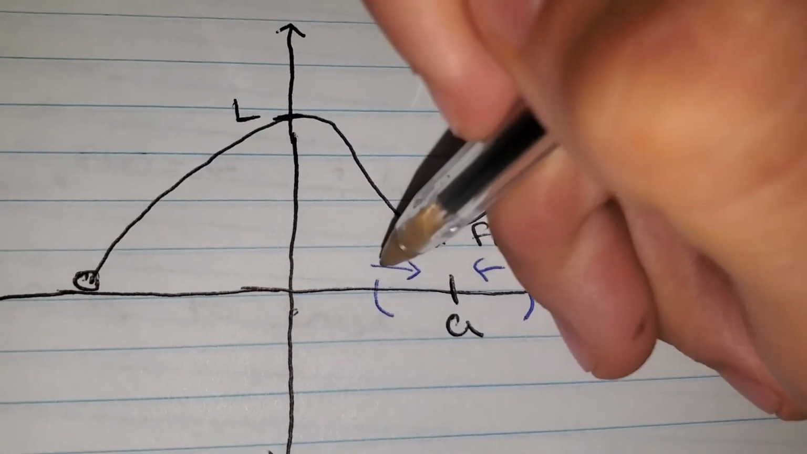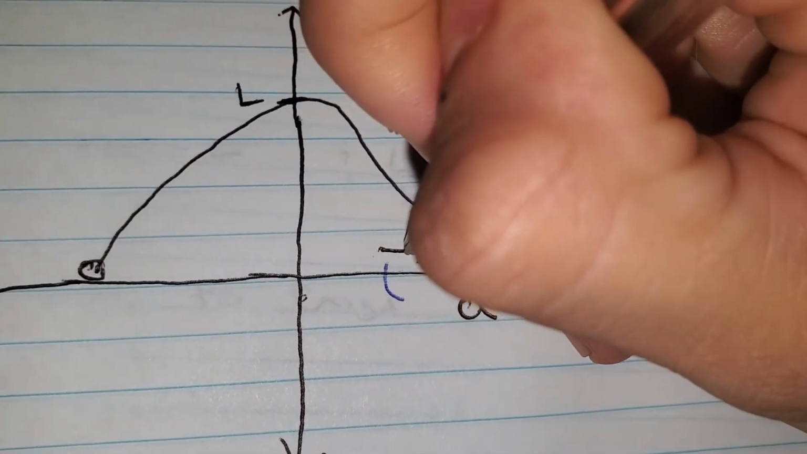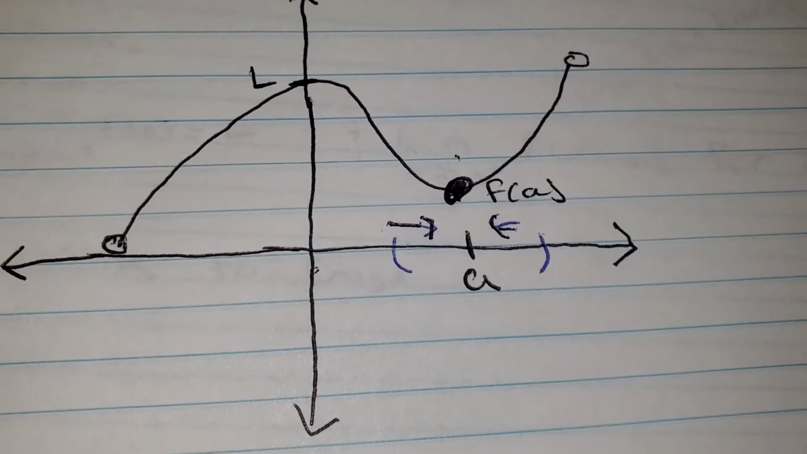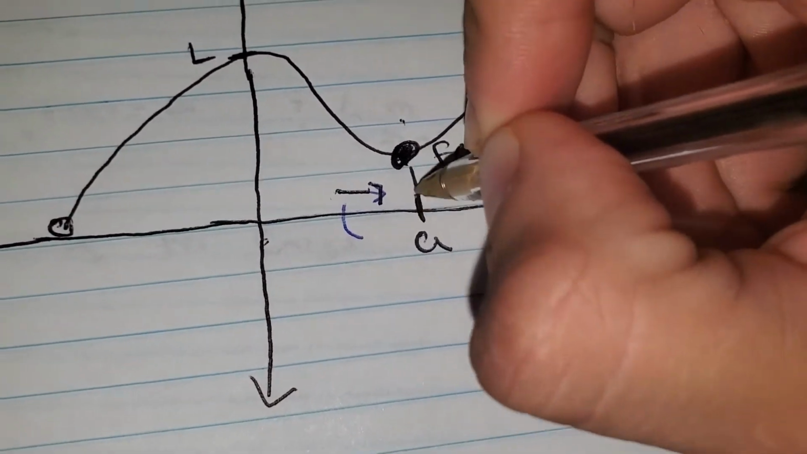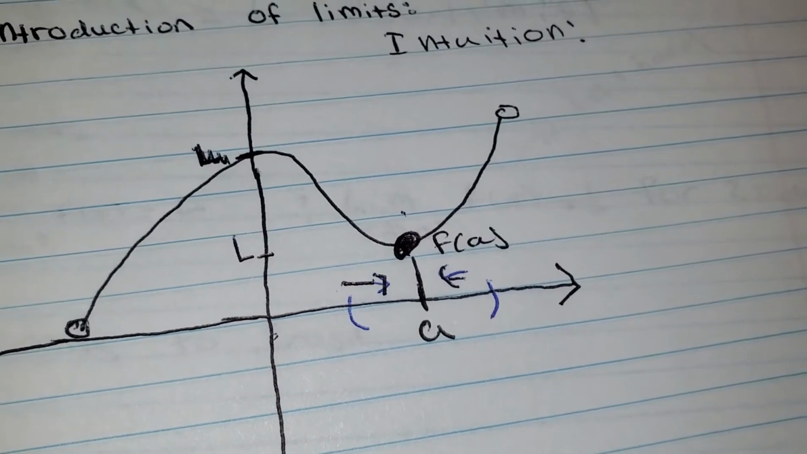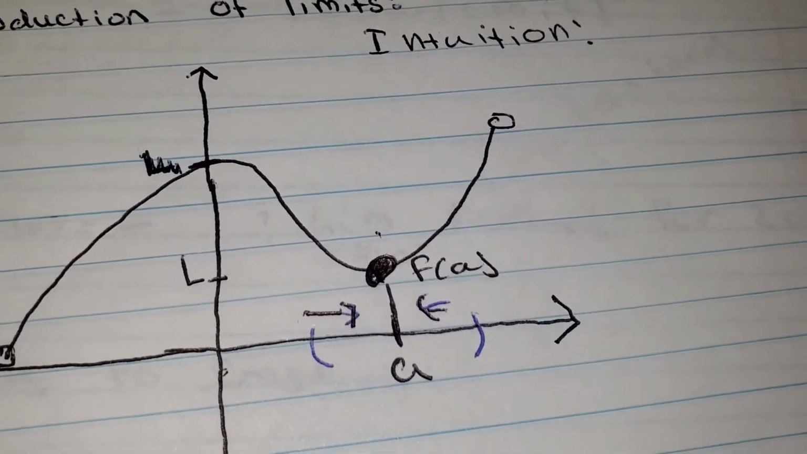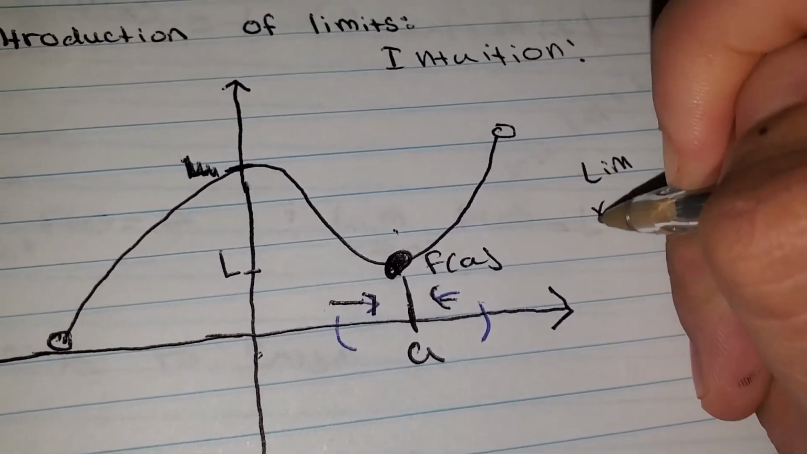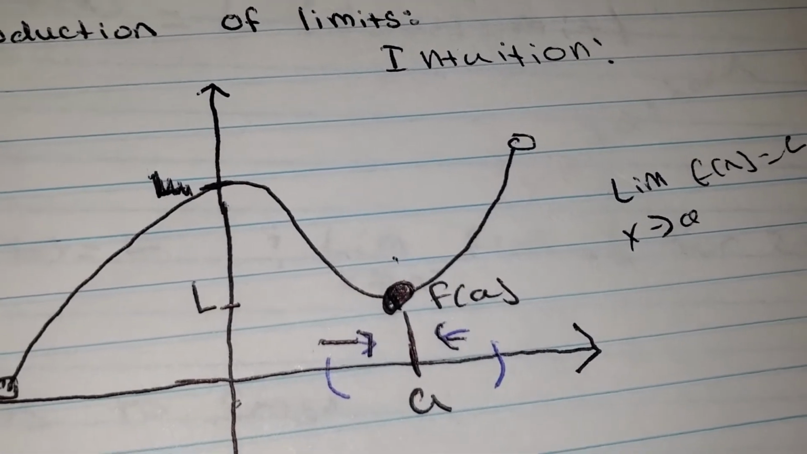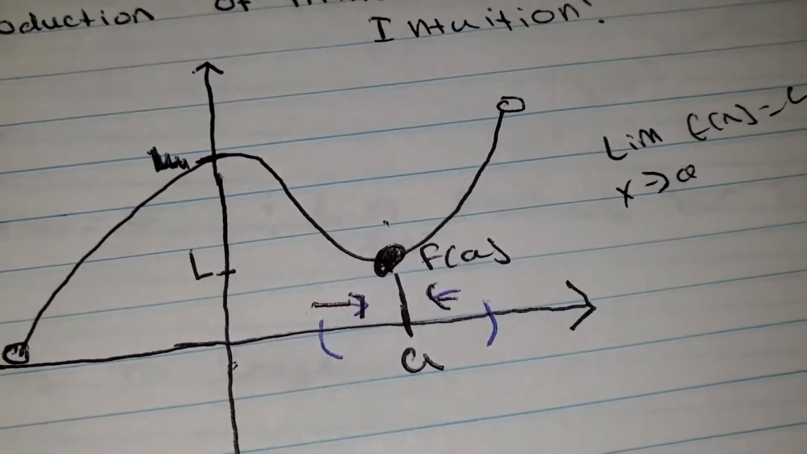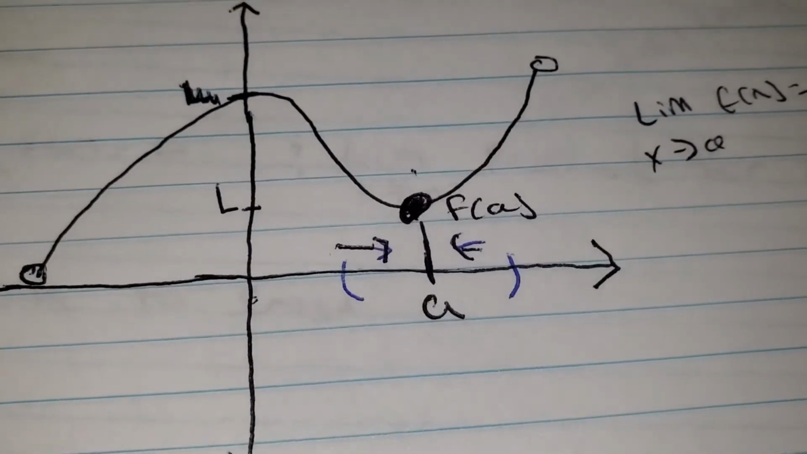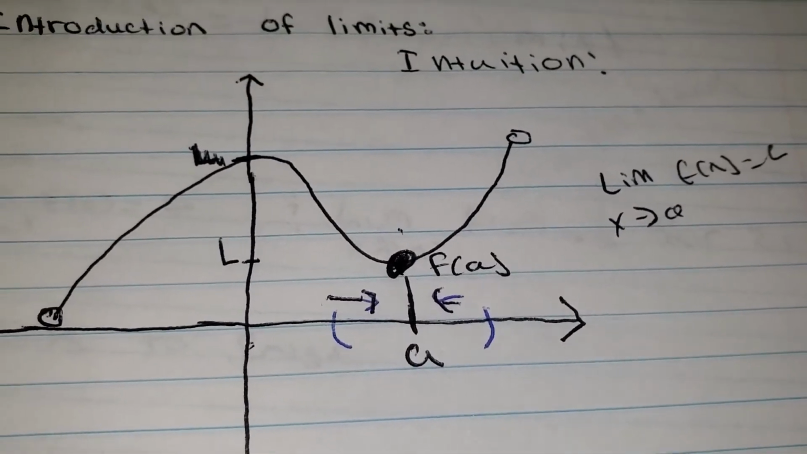If we take the left-hand limit, we take values getting closer and closer to a from the left, and closer and closer on the right side. If both of these get close to this one value L, then the limit is L. So the limit as x approaches a of f of x is equal to L. That's all the limit says: we're zooming in close to a value, and how does the function behave as we get close to a value on the x-axis?